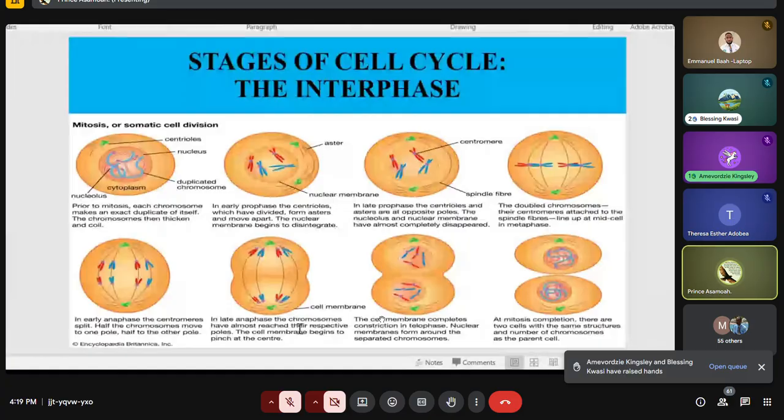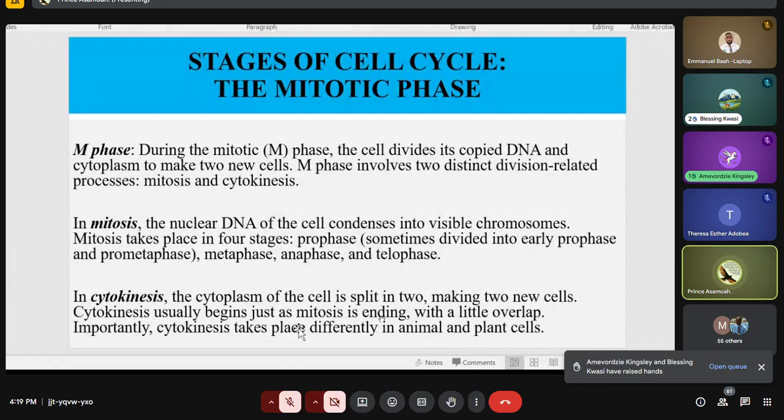Then you come to the second broad stage, which is the mitotic stage, or the M stage. We say that one too goes through two main phases: mitosis and cytokinesis. After you reach cytokinesis, it completes the stage.